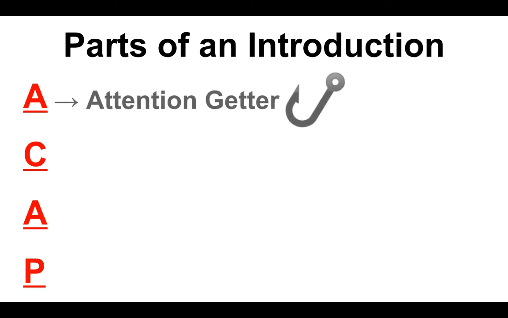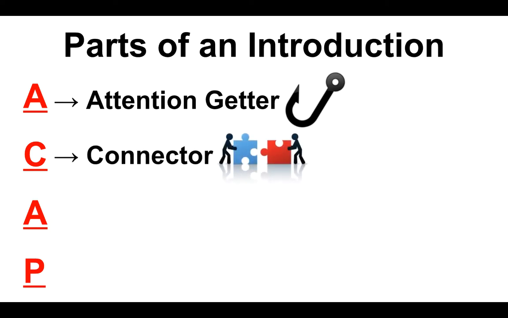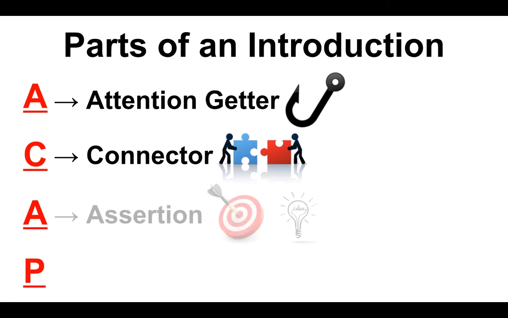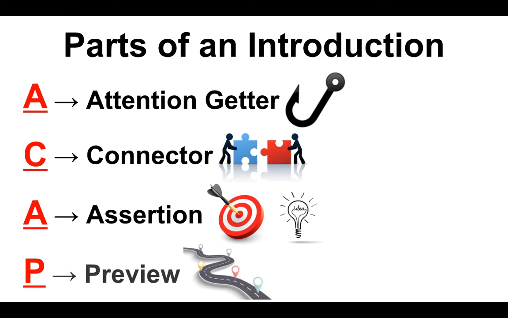The first step is to get an attention getter, something that'll hook your audience. One statement that'll capture their attention so that they want to listen to the rest of your speech. C is connector. It's kind of like a transition sentence between your attention getter and your assertion. Your assertion is like a thesis statement, one sentence that establishes the main point or the main idea of your entire speech. And the last sentence of your introduction is a preview, like a roadmap, listing the main ideas that you're going to be discussing throughout your speech to give your audience an idea of where you're going.